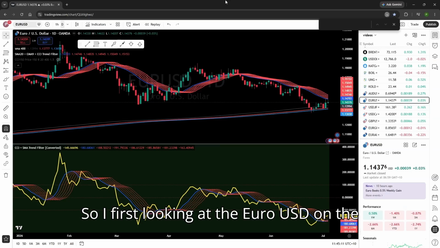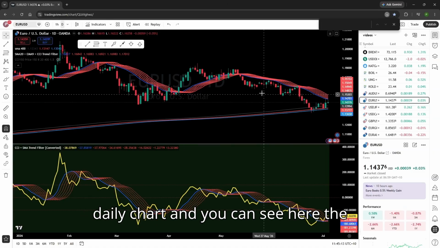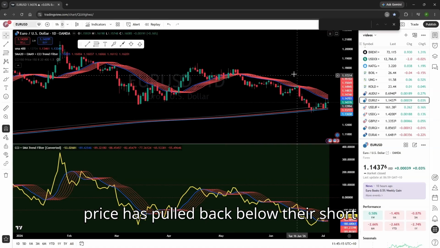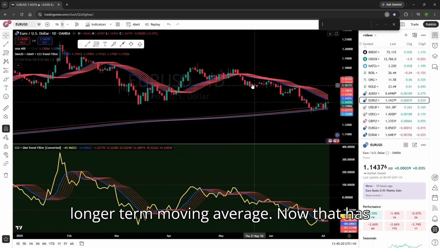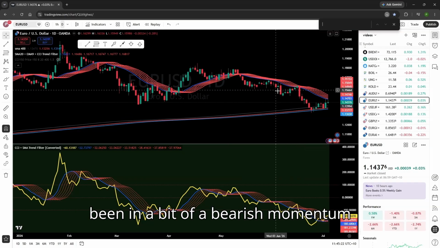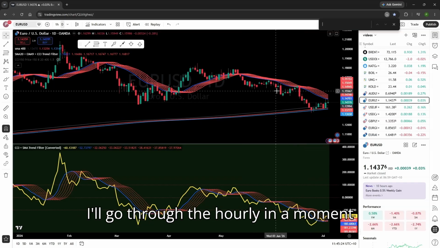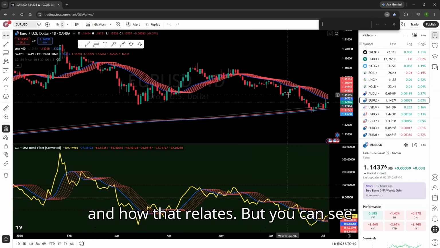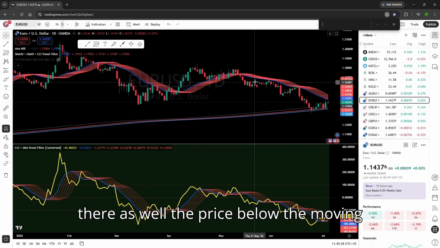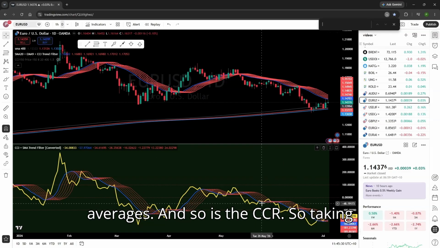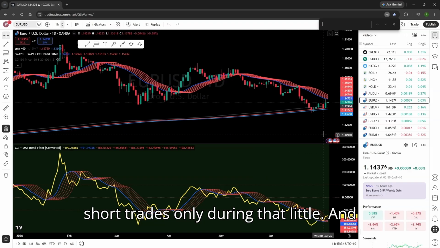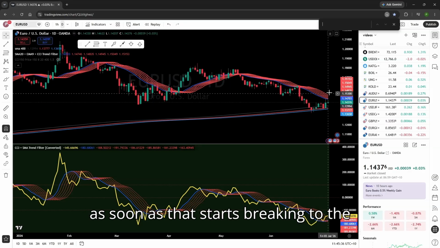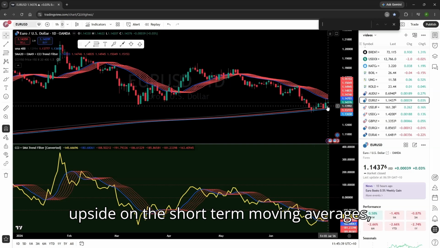So first looking at the Euro US on the daily chart. Now you can see here the price has pulled back below our short-term moving averages down towards this longer-term moving average. Now that has been in a bit of bearish momentum according to these moving averages, and I'll go through the hourly in a moment and how that relates. But you can see there as well the price is below the moving averages, and so is the CCI, so taking short trades only during that little period. And as soon as that starts breaking to the upside on the short-term moving averages, we'll start taking long trades.